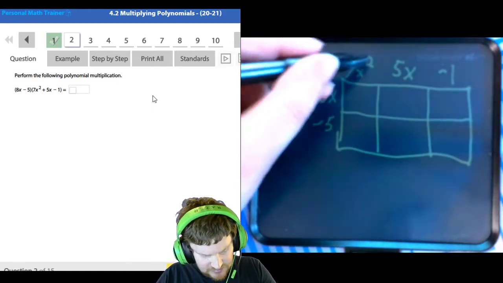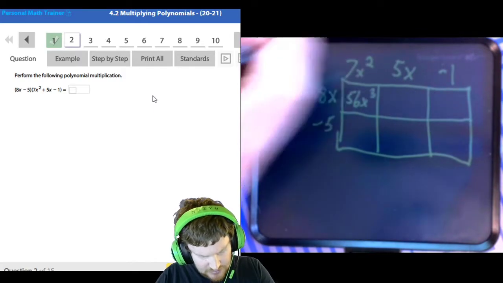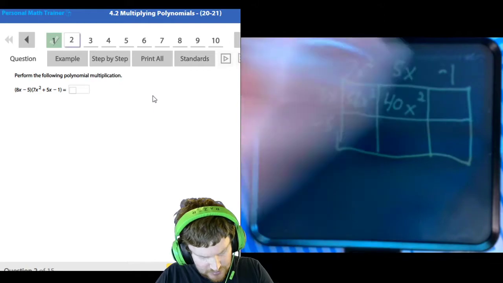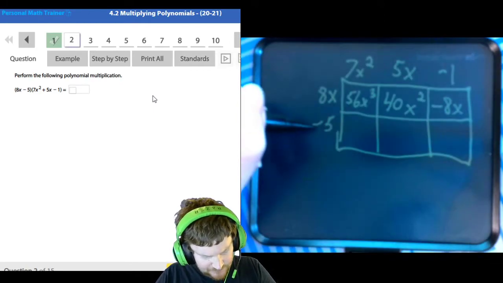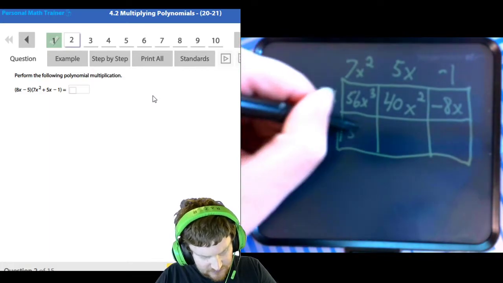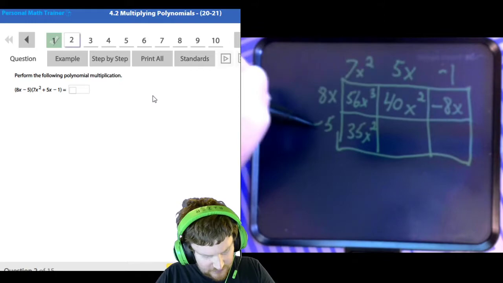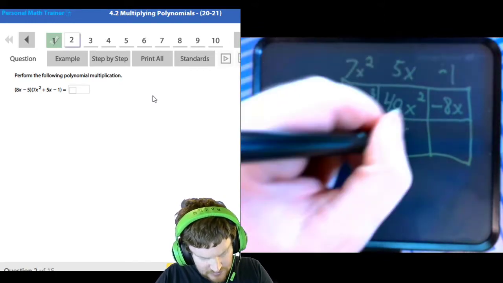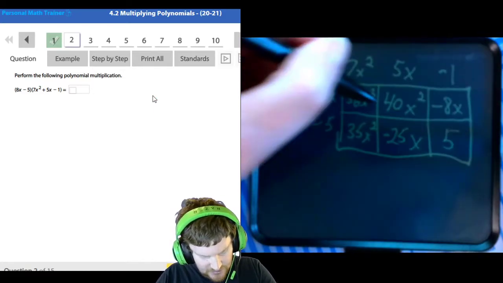8x times 7x squared is going to be 56x cubed. 8 times 5 is 40, x times x is x squared. 8 times negative 1 is negative 8x. Negative 5 times 7 is 35, x squared. 5 times 5 is 25, but it's negative x. And then negative 5 times negative 1 is 5.